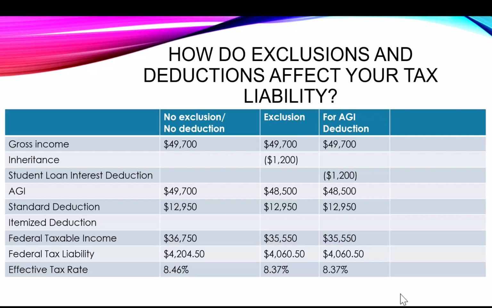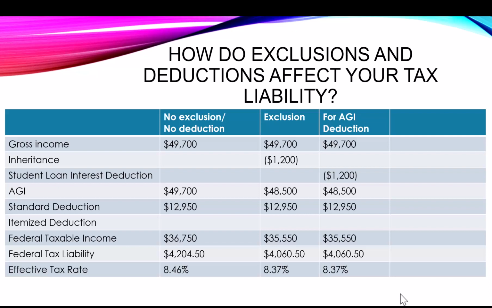Since this adjusted gross income is identical to the adjusted gross income from the exclusion scenario, we know that his federal taxable income would be $35,550, that he would owe federal tax of $4,060.50, and his effective tax rate would be the same. If the exclusion amount and the for AGI deduction are the same, then Amani's going to still receive $144 worth of benefit because his tax liability will be lower than it is in the case where he did not have an exclusion or a deduction.